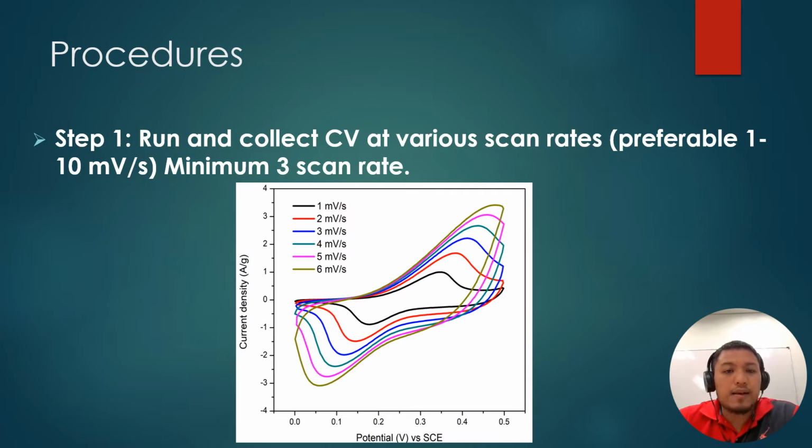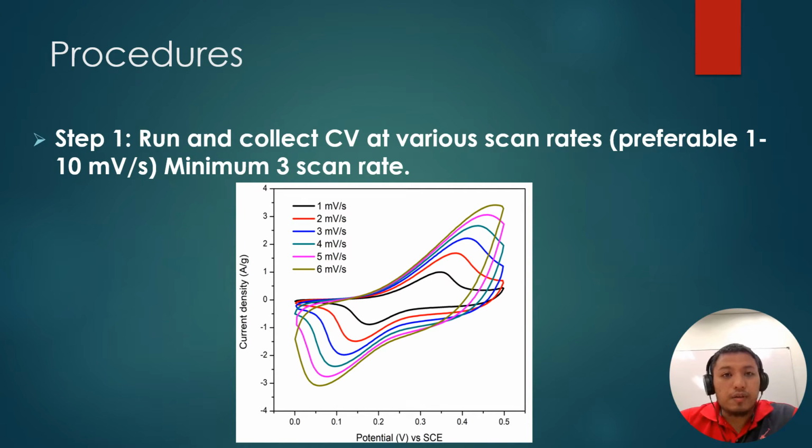Okay, the next slide is slide number 3. It's about step number 1. It always starts with cyclic voltammetry. You must run and collect your cyclic voltammetry at various scan rates, preferably 1 to 10 millivolt per second. You can also run until 5 or 6 millivolt per second, or you can try higher scan rates, but normally the battery type properties are dominant at low scan rate. But it doesn't hurt to try more. You can try 10, 20, 30, 40, 50 until 100. Then you will see the deviation of the results.